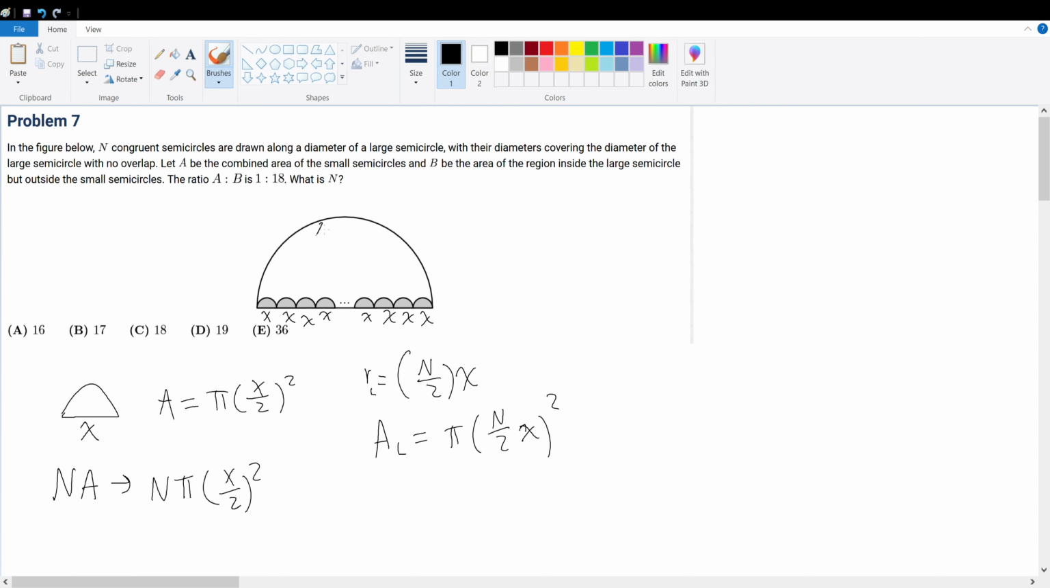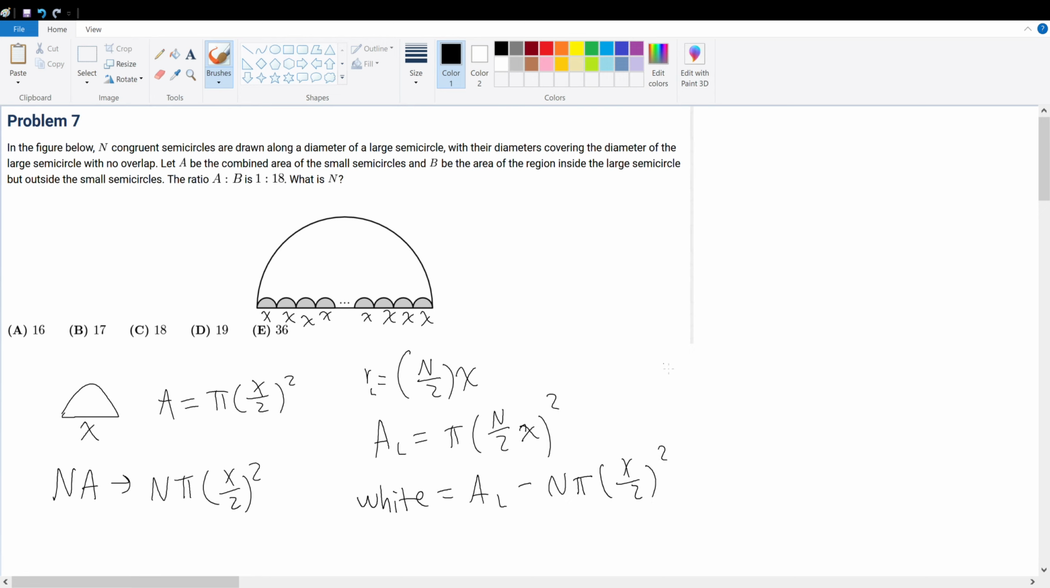But that's the entire region. We don't want the entire region. We want it to be the white region. So the white region would be equal to the area of the large semicircle subtracted by the area of all the semicircles, which is n pi x over 2 squared.